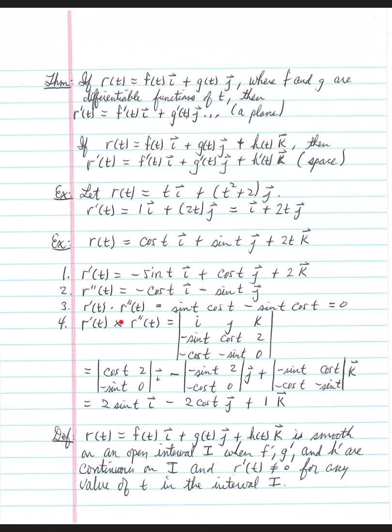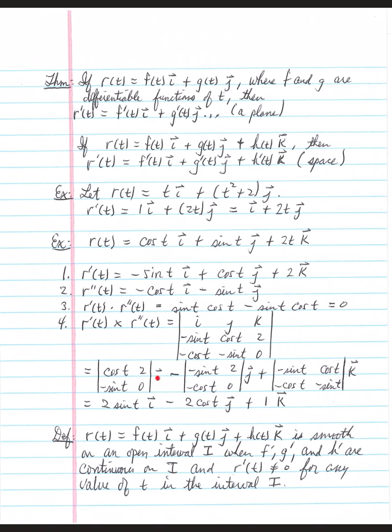What happens when we do a cross product? We're going to take the first derivative, cross it with the second derivative. Remember, you start your first row with i, j, k. The first derivative, put all of its components in the second row. And then for the second derivative, don't forget 0 for k, we'll put those components in the third row.